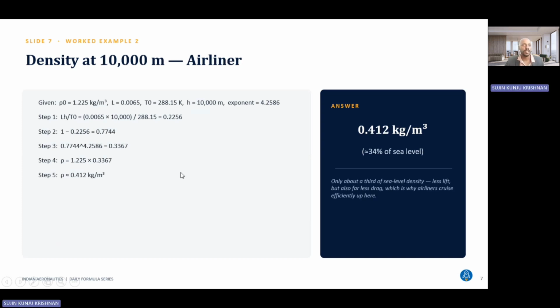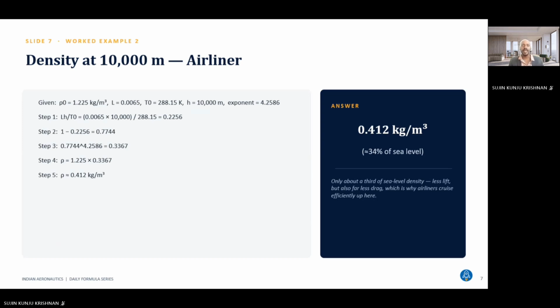Now let's move to the next worked example. Find the air density at 10,000 meters, airliner cruise. Same steps from day 2. We already know the inner bracket: 1 minus LH over T0 equals 0.774. Raise 0.774 to the power 4.2586. That gives approximately 0.3367. Multiply by rho 0: 1.225 times 0.3367 equals approximately 0.412 kilograms per cubic meter.